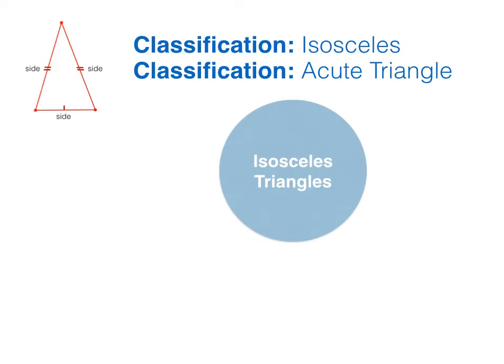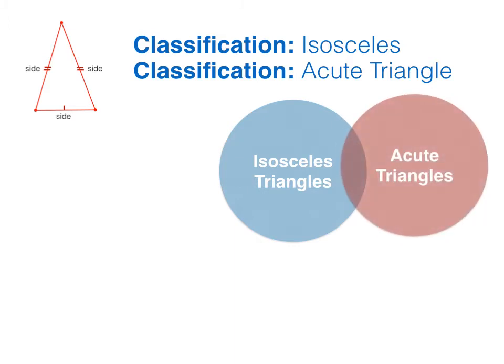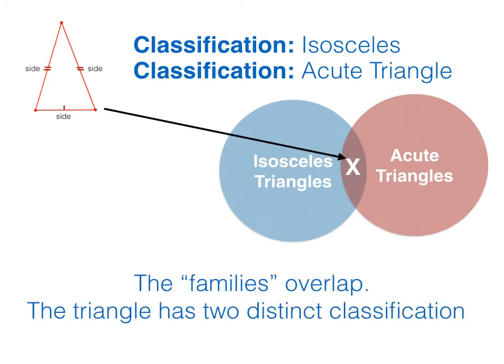This circle represents the family of all possible isosceles triangles. This circle represents the family of all acute triangles, and notice that they overlap. So the triangle that we're looking at falls in the overlap of the two families. This triangle has two distinct classifications. It's isosceles, but it's also acute at the same time.